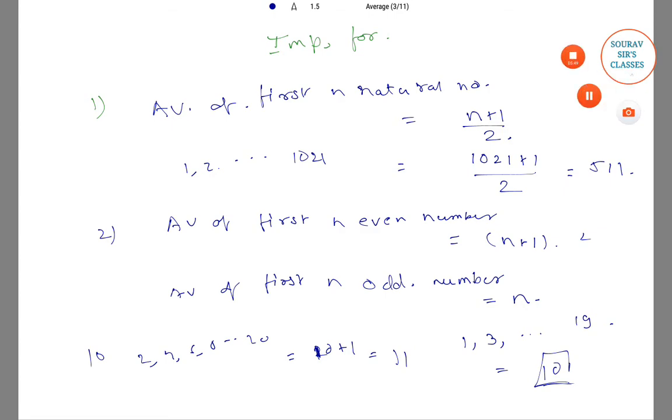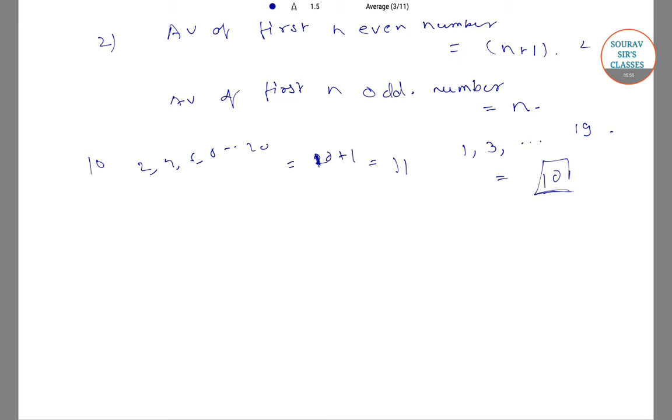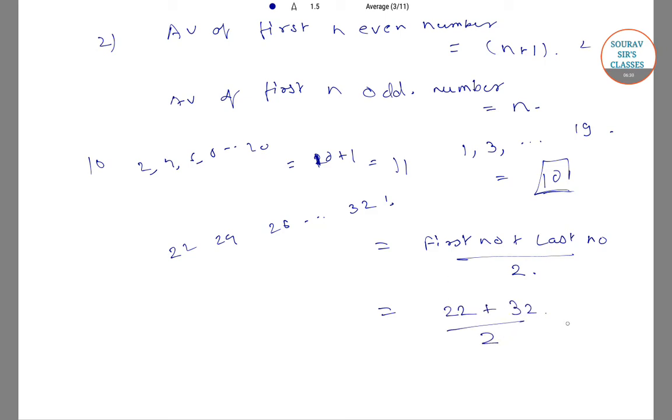Now, if we have to find the average of consecutive numbers, but they are not starting from the first, suppose the average of 22, 24, 26, so on till 32, then we will use the formula: first number plus last number divided by 2. So here we will have the first number as 22 plus our last number as 32 divided by 2, which is equal to 27.